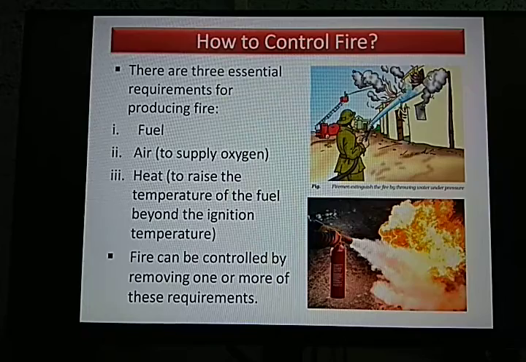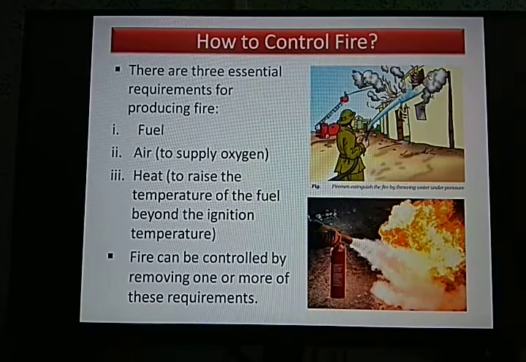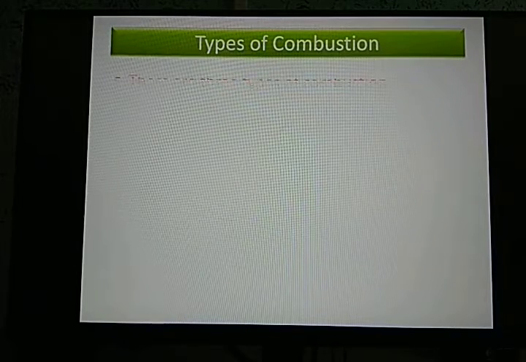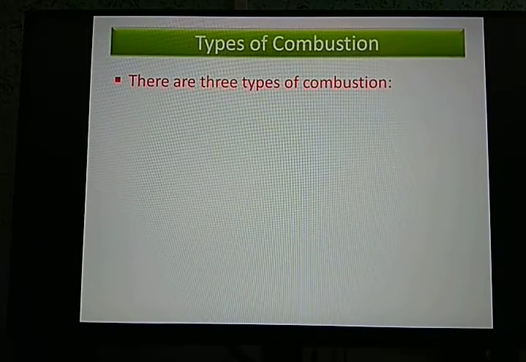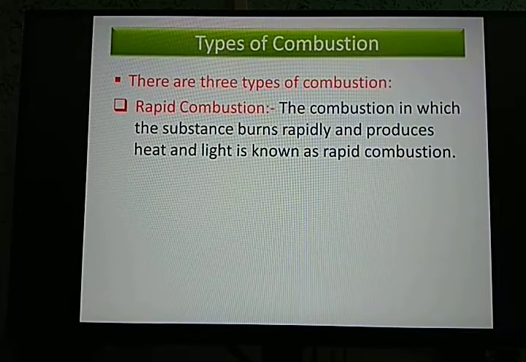Clear? Now next, let us see what are the different types of combustion. So there are three different types of combustion. Number one is rapid combustion. Now the name already mentions that rapid, so it will happen instantly, automatically, quickly. So the combustion in which the substance burns rapidly and produces heat and light is known as rapid combustion.